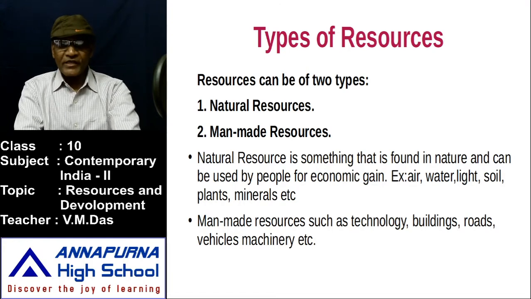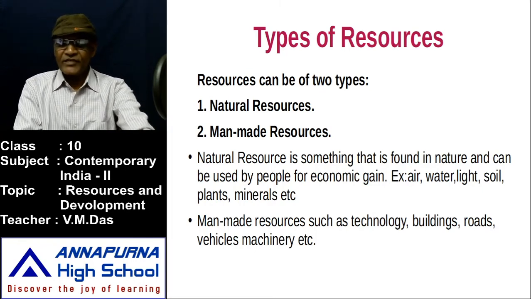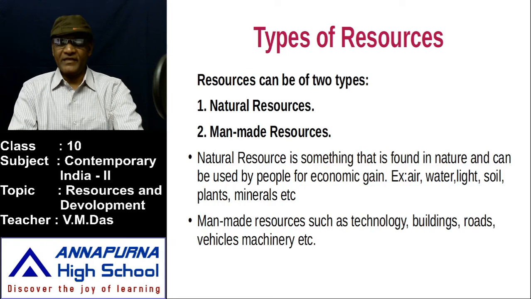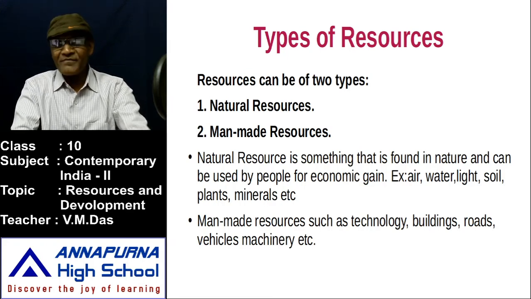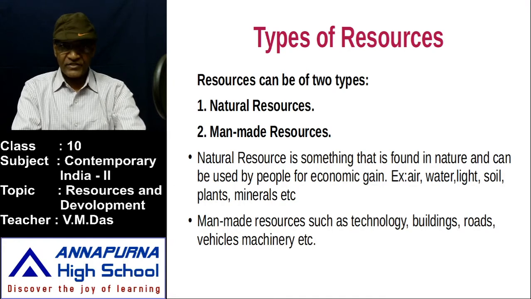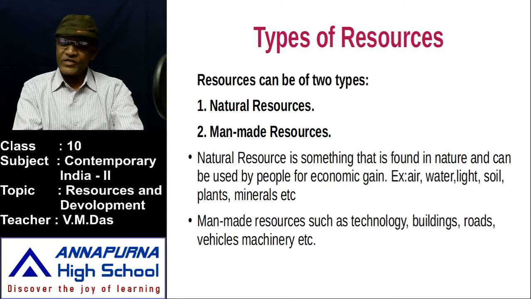So broadly, the resources are of two kinds. Number one, natural resources. Number two, man-made resources. Natural resources, best examples: air, light, water, soil, plants, and minerals. And the second type, man-made resources. Examples for man-made resources are buildings, technology, roads, vehicles, and machinery.